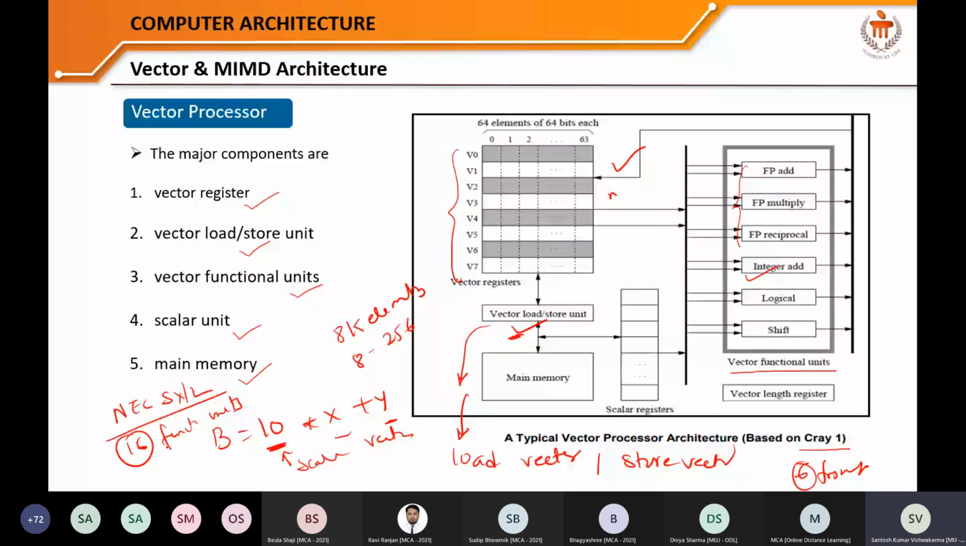And obviously the main memory. The memory unit is different from the memory unit we use in normal processors.